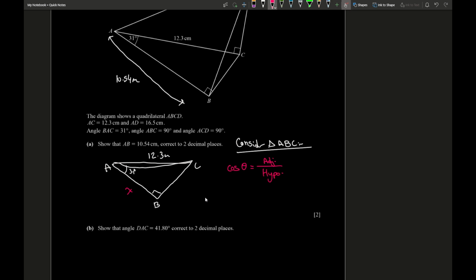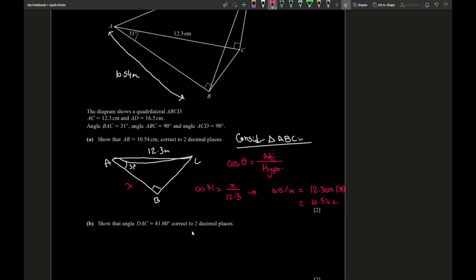Okay, so cosine of 31 is equal to x divided by 12.3. Therefore, AB or x is equal to 12.3 cosine of 31, which is approximately equal to 10.54 centimeters.